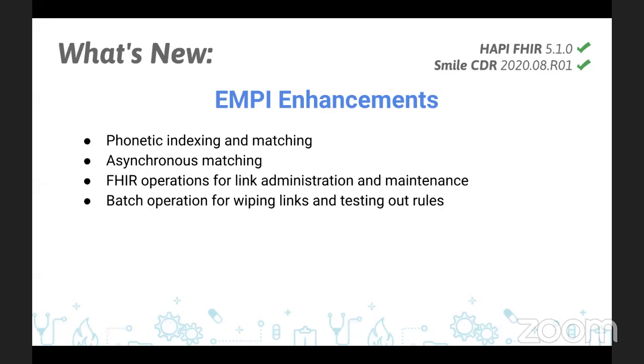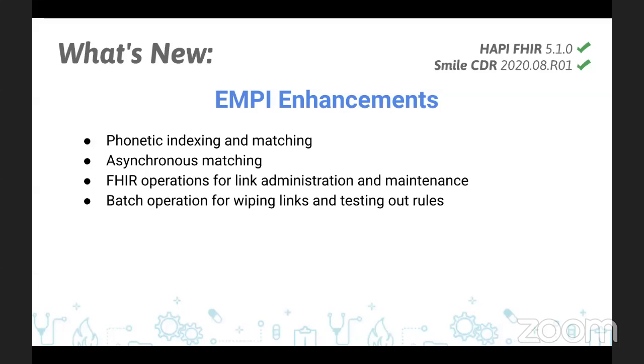A few enhancements that have been done in the last quarter over the EMPI module include phonetic indexing. This is phonetic algorithms for matching things like names and accounting for typos. Also asynchronous matching, which is awesome, means that we can be generating links and checking links in the background instead of slowing down processing. We've added a bunch of operations for doing the types of administration that you have to do on any MPI, going in and manually checking links, updating links, removing links, and that type of thing.